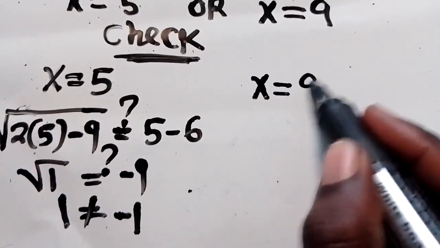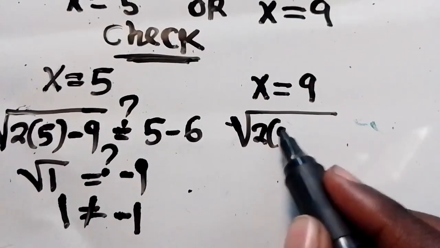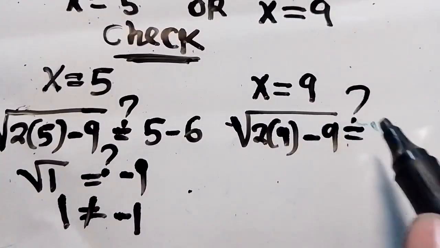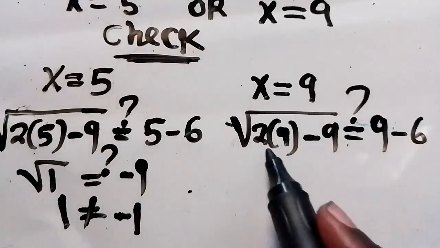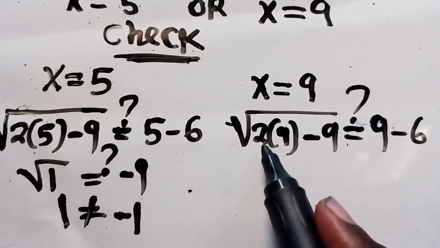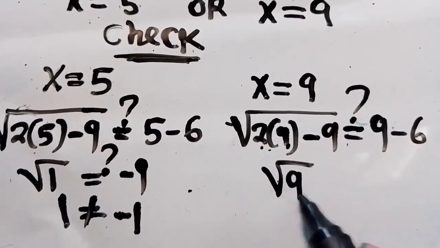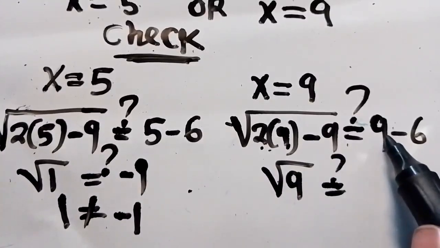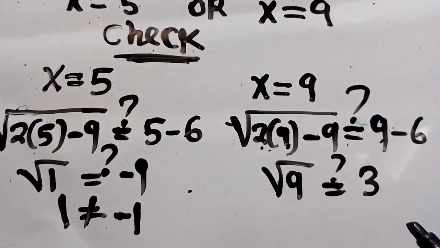X is equal to 9. So I say like this. Where there is x, I put 9. Like this, 2x minus 9 is equal to, I put a question mark because I'm not sure. 9 minus 6. Here, what is 2 times 9? 18. 18 minus 9, it is 9. So I've got root 9 is equal to question mark. Then what is 9 minus 6? It is 3. So I put a 3 there.